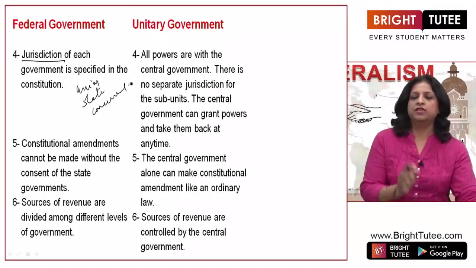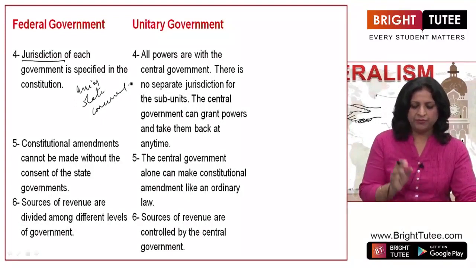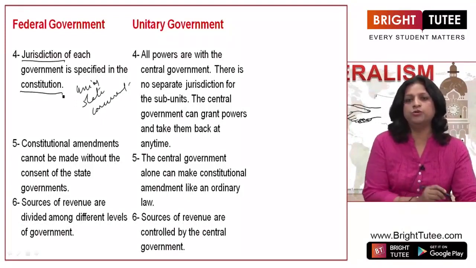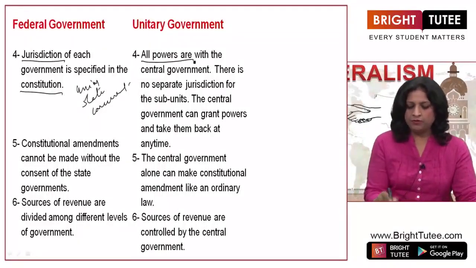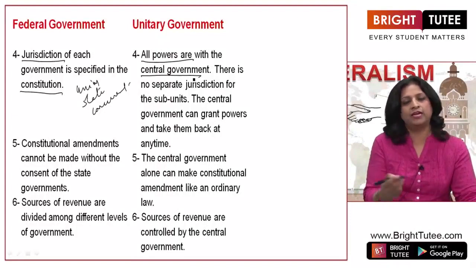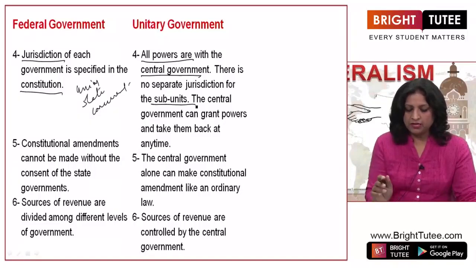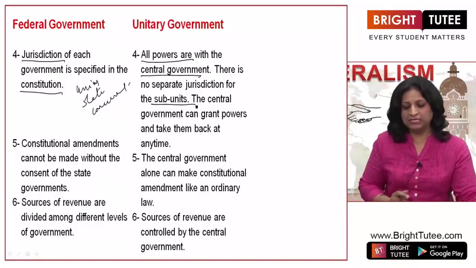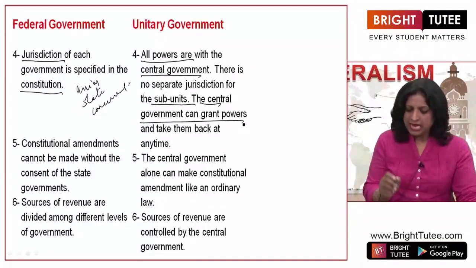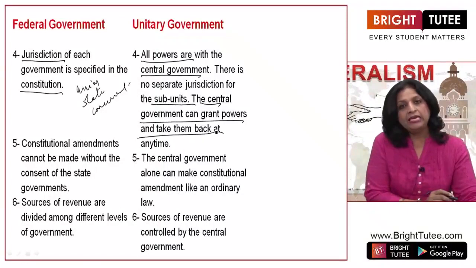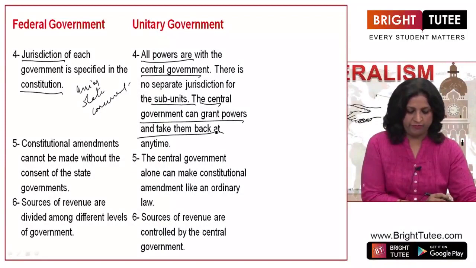I'll explain these 3 lists a little later when we'll discuss how federalism is practiced in India. For the time being, just keep in mind that the federal government has a specified jurisdiction in the constitution. In the unitary government, all powers are in the hands of the central government, as I told you again and again. These subunits have to take guidelines from the central government. They cannot work on their own. So the central government can grant powers and can take them back anytime. But this doesn't happen in the federal form of government.